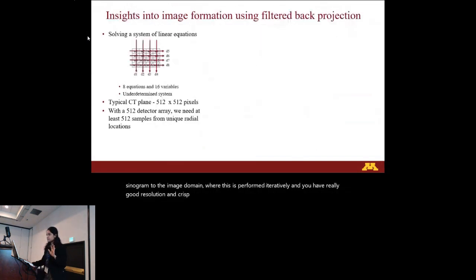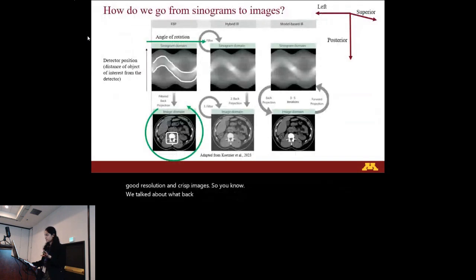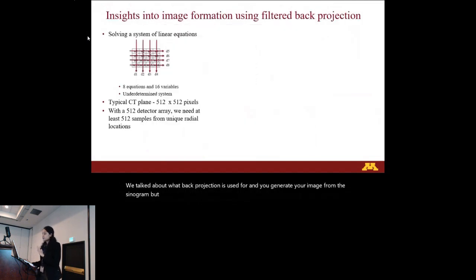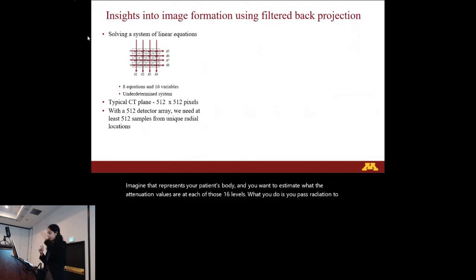We talked about what back projection is used for, generating your image from the sinogram, but how exactly does it work? If we go back to high school quickly, we've all solved a system of linear equations. In this situation, for instance, you have a matrix in the middle, and you've got 16 variables. Imagine that represents your patient's body, and you want to estimate the attenuation values at each of those 16 levels. What you do is pass radiation through the patient at two different, orthogonal angles, as I've shown here. That gives you 8 equations and 16 variables. Now, we all know this is an underdetermined system. You're not going to be able to find a solution to this.